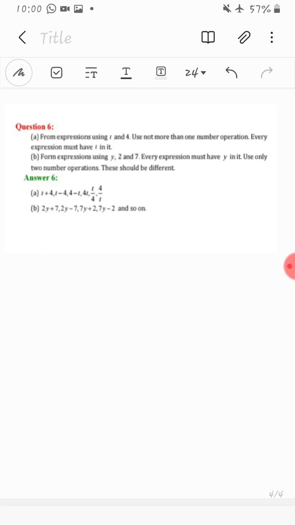Then we can write like 2 by y plus 7 or 2 by y minus 7. So these are the expressions. So I wrote them here and so on.